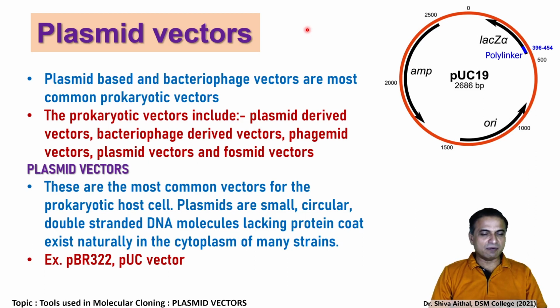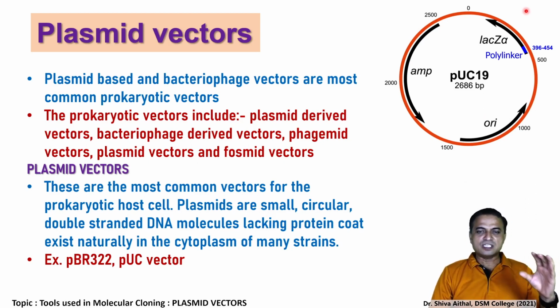What are these? I will explain them when I explain the cosmid vectors in my future lectures. Today we are more interested in seeing a plasmid as a vector. So these plasmid vectors are the most common type of vectors used for the prokaryotic host cell.